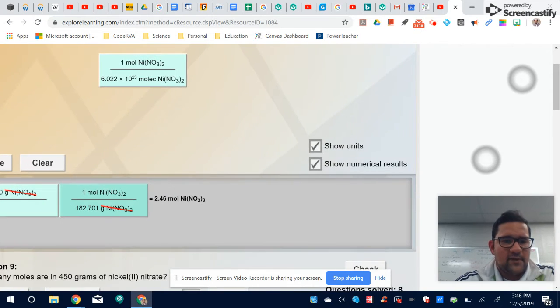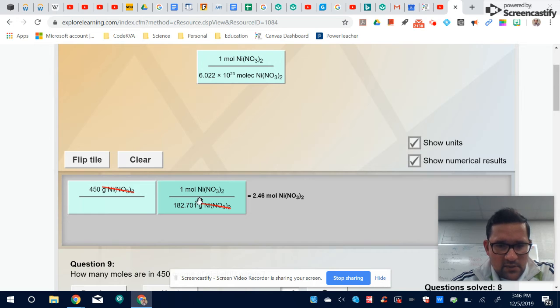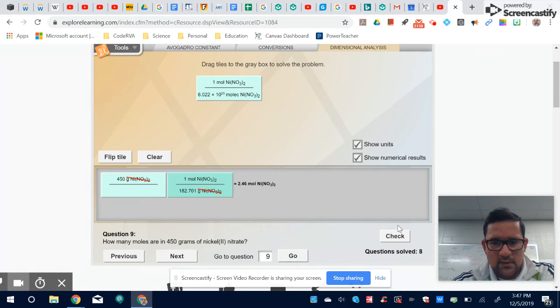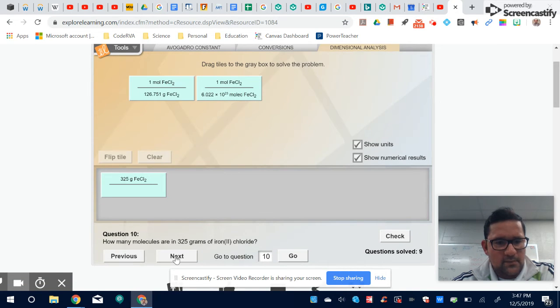182.7. And by the way, how they found out that it's 182.7 is because nickel 2 nitrate has a total of 6 oxygens, because there's 3 oxygens here, but there are 2 of these compounds. So you have 6 oxygens, and you have 2 nitrogens, and 1 nickel. If you take 1 nickel, 2 nitrogens, and 6 oxygens, and you find them in the periodic table, and you add them all up, it comes out to be 182.7 grams. Let me check and see how we did on that question. Perfect, good, right.